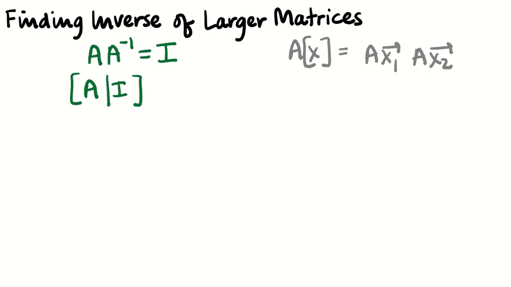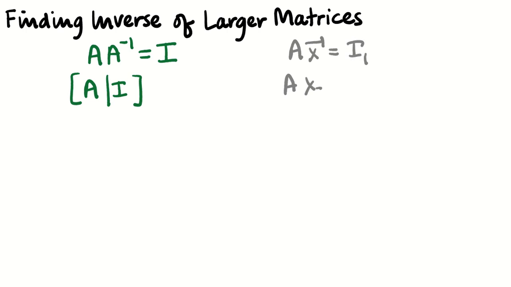So what I'm saying is that if we were to solve AX1 equals I1, AX2 equals I2, all the way down to AXN equals IN, then we would have all of the columns of the matrix we would need to multiply A by to get the identity matrix, okay? Which would be all the columns of the inverse.